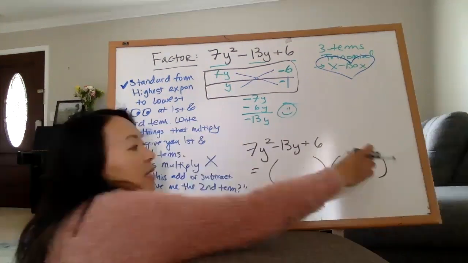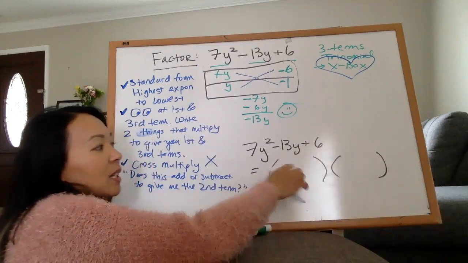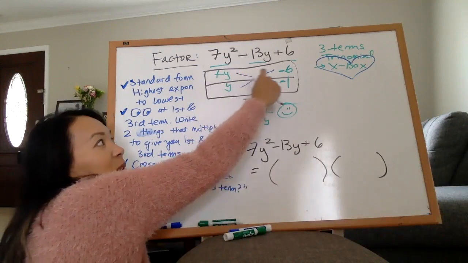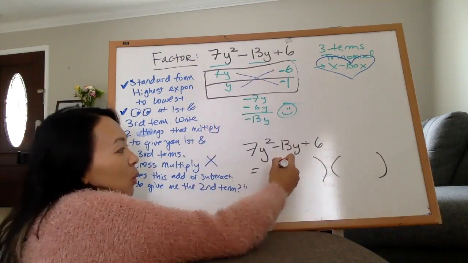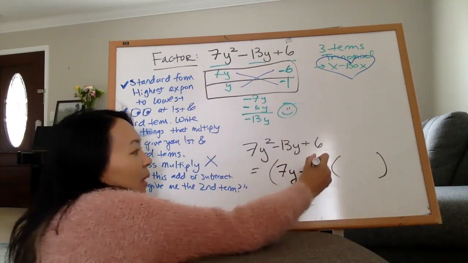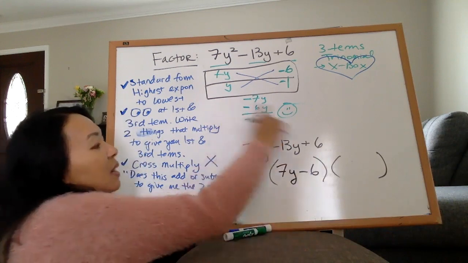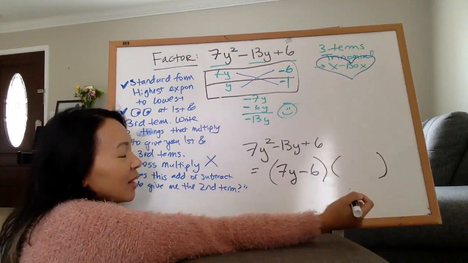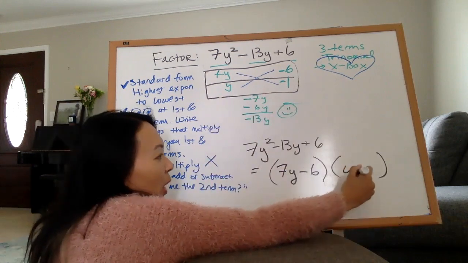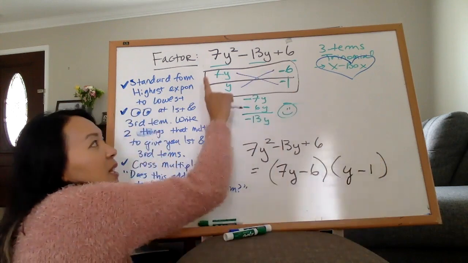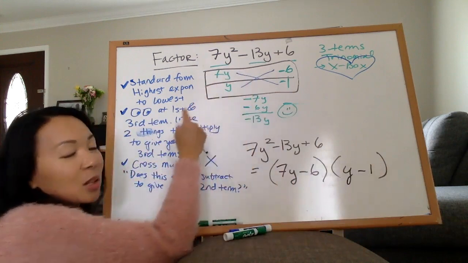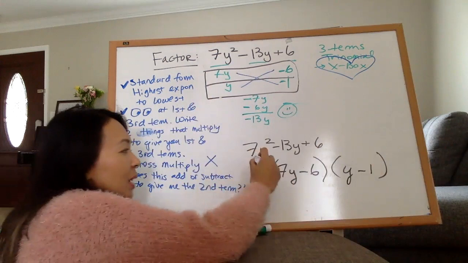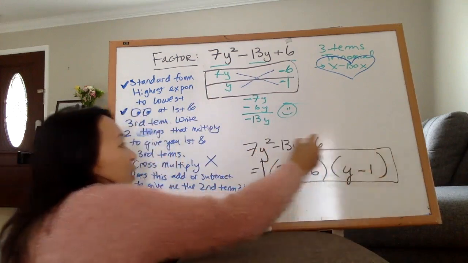So when you write it as a product of two or more things, the first thing that goes in the first box is this right here. The first box, the first horizontal box, 7y minus 6. And then the thing that goes in the second parentheses is the box below, which is y minus 1. So boxing it helps you to remember that you're writing your answers horizontally, like that. So this is the answer when you factor.